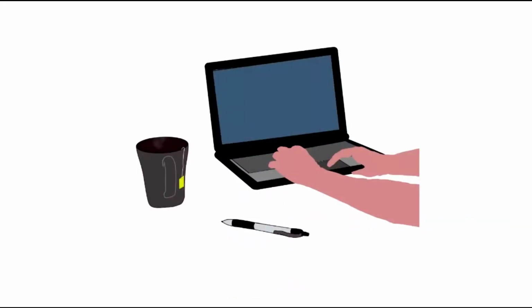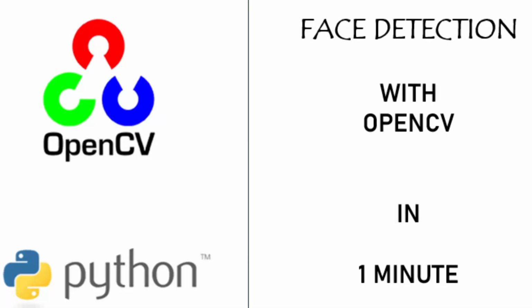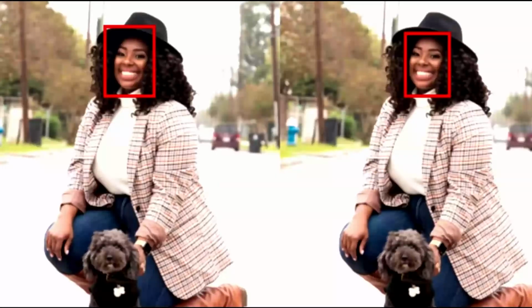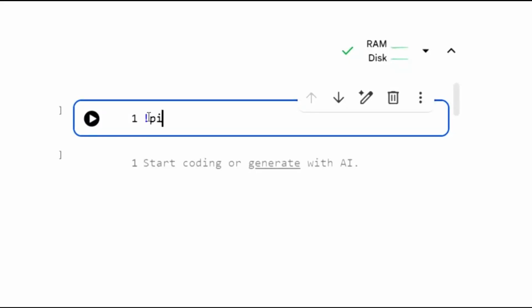In this quick 3 minutes run through, I'll show you how to build a face detection app using OpenCV, one of the simplest and most powerful computer vision libraries in Python. By the end of this video, you will be able to detect faces in images or even live webcam videos, all with just a few lines of code. Let's dive in.